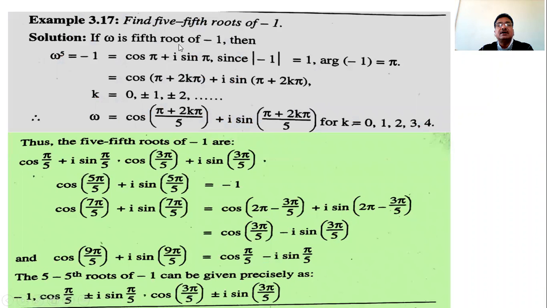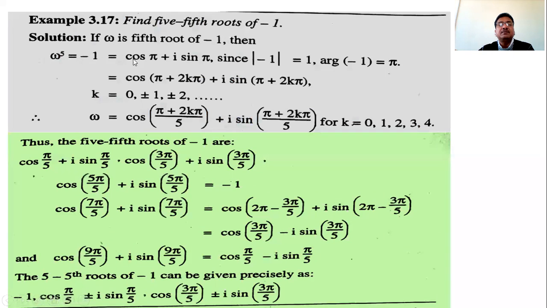Suppose w is a fifth root of minus 1. Means w is equal to minus 1 raised to 1 by 5, and therefore w raised to 5 is minus 1. W raised to 5 is minus 1 because w is equal to minus 1 raised to 1 by 5. Fifth root of minus 1 means minus 1 raised to 1 by 5. If we take fifth power of both sides, then we have w raised to 5 is equal to minus 1.